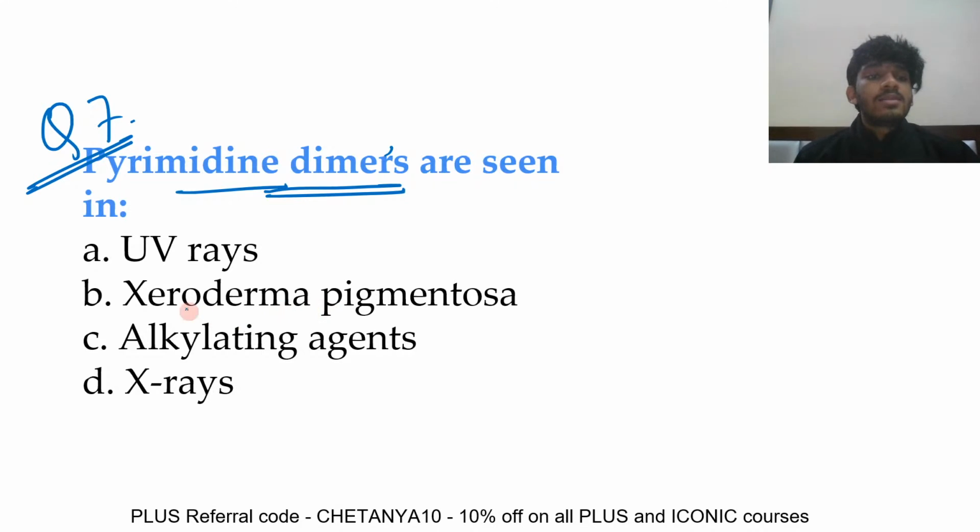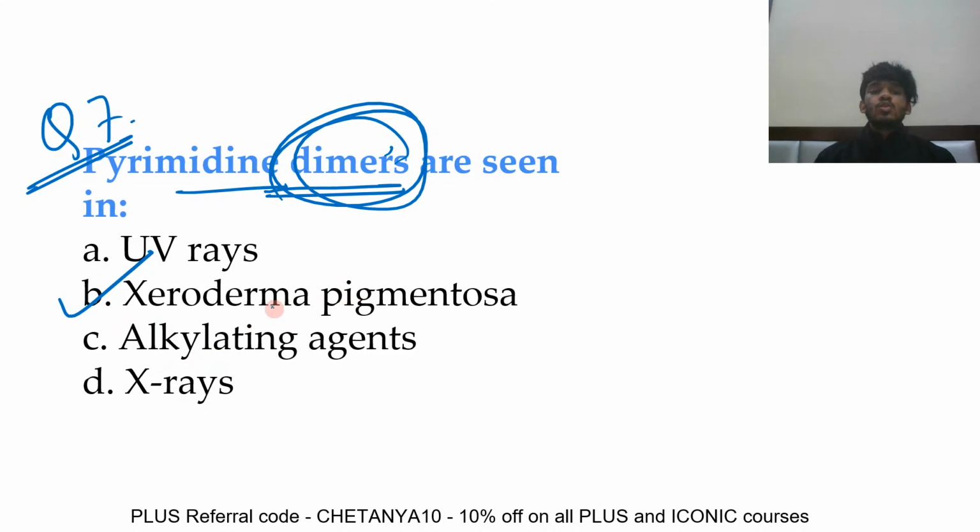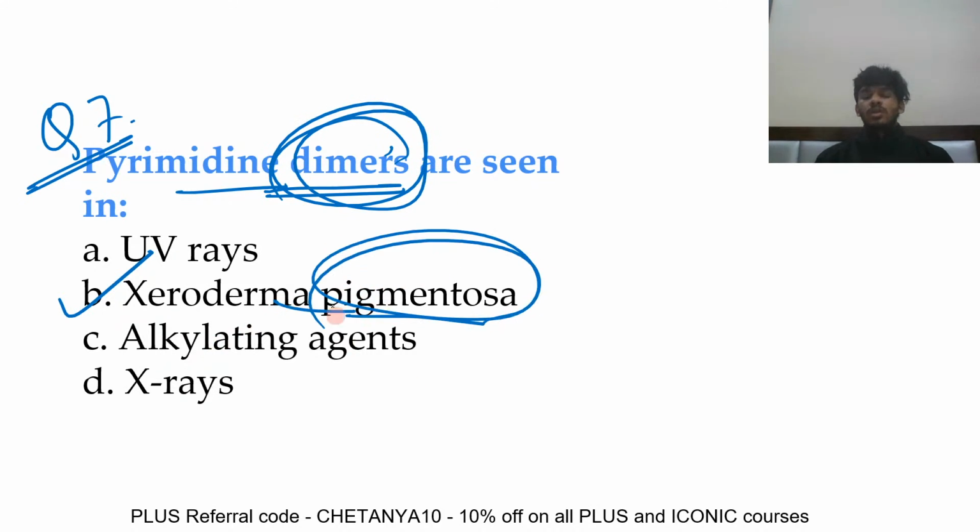Okay. The correct answer here will be xeroderma pigmentosa. That is where you have errors in repair of pyrimidine dimers. So you will have xeroderma pigmentosa, right?